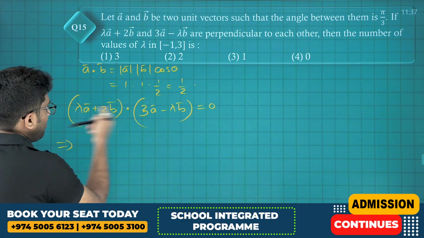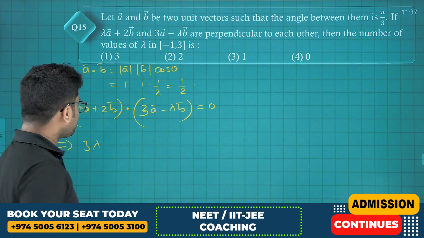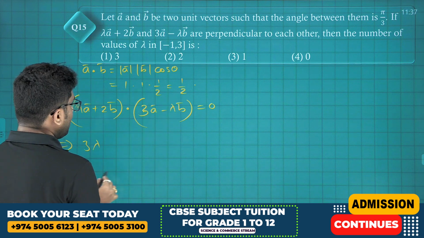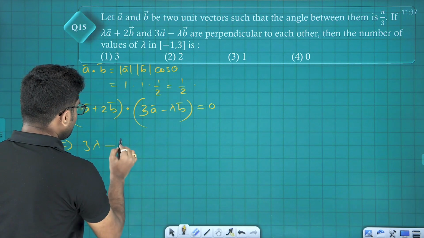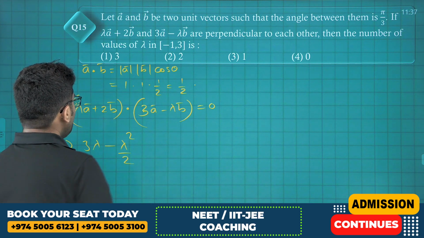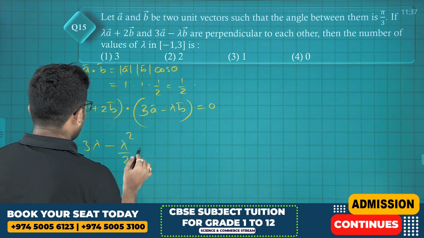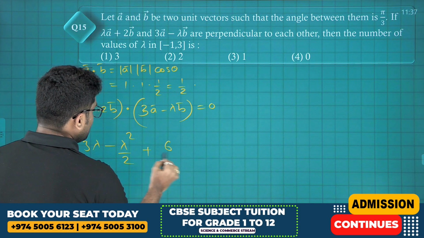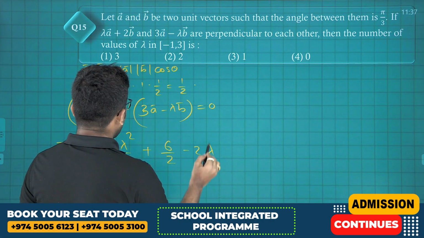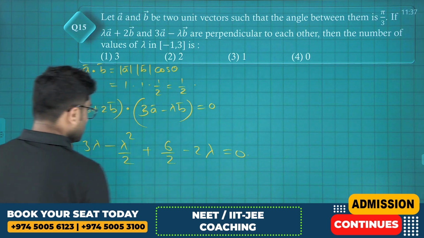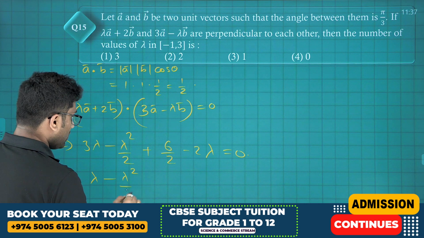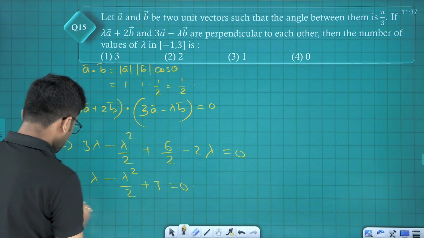So that becomes lambda into 3 lambda, a bar dot a bar is 1. Lambda a bar minus lambda b bar, that is lambda into minus lambda square, a bar dot b bar is 1 by 2. Next 2b bar dot 3a bar, 2 3s are 6 by 2, a bar dot b bar is 1. 2 into minus lambda, minus 2 lambda, b bar dot b bar is 1. So finally 3 lambda minus 2 lambda is lambda, minus lambda square by 2 plus 3 is equal to 0.